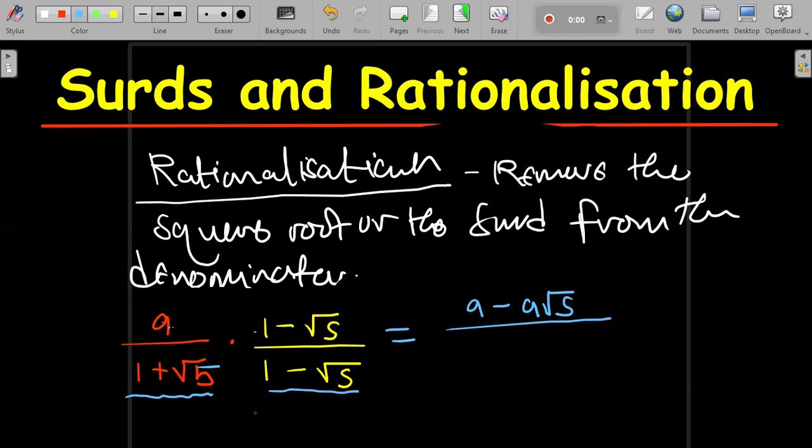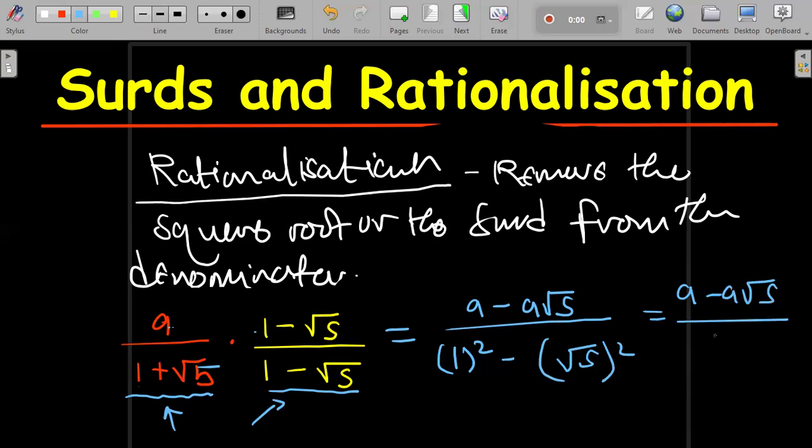So if you're multiplying an expression by its conjugate, you don't have to waste your time expanding the whole expression. You're just going to say the answer is 1, you square it, and then you say minus, and then you put the other number there. So we had 1 and root of 5 here. We're just going to say the first number squared, minus the second number squared like that. So this is going to give us a minus a root of 5 divided by 1, and then this root of 5 squared.